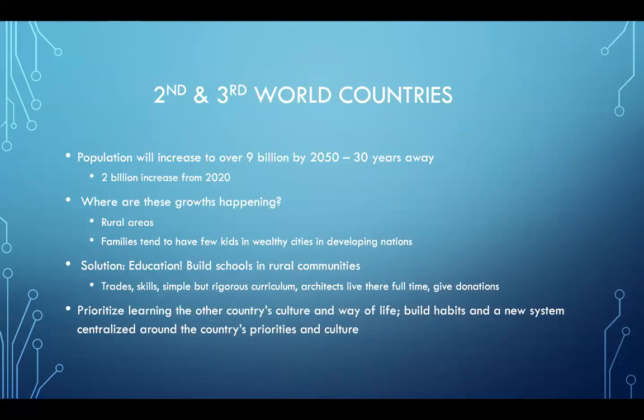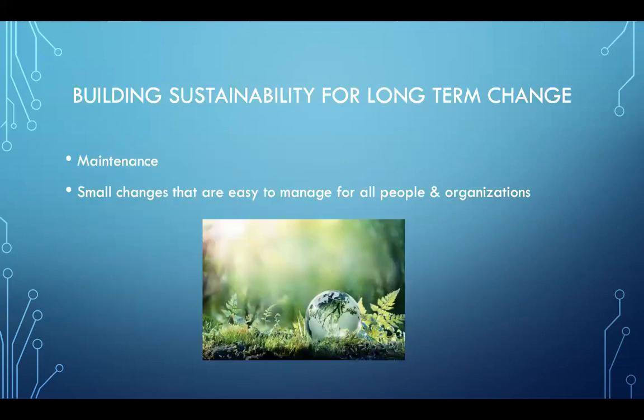And you may ask, where are these growths happening? Well, in rural areas, families tend to have more kids than in wealthy cities in developing nations. The solution is education. Build schools in rural communities, teach trade skills, with a simple but rigorous curriculum. Architects live there full-time and give donations. Prioritize learning the other country's culture and way of life. Build habits and a new system centered around the country's priorities and culture, building sustainability for long-term change.